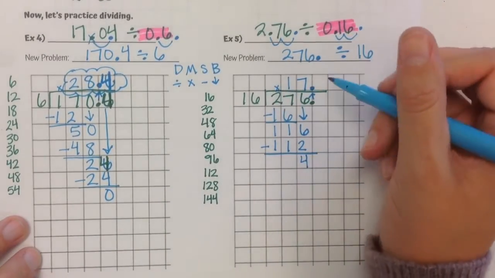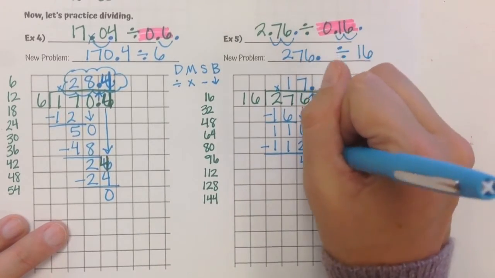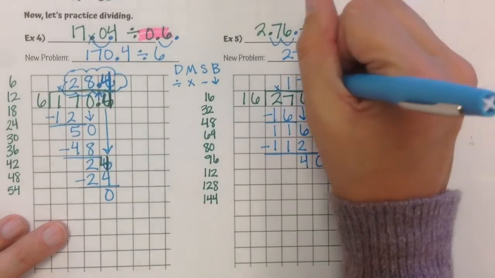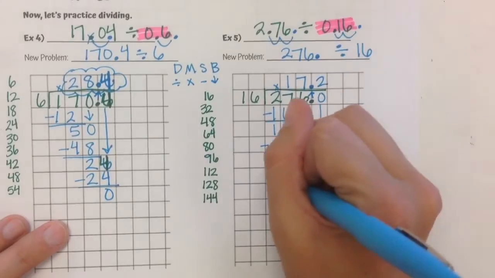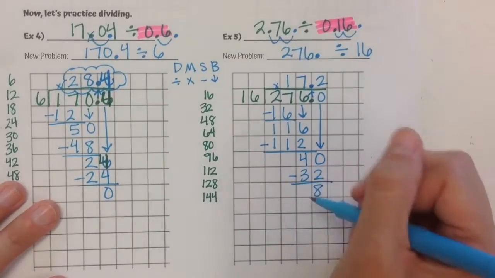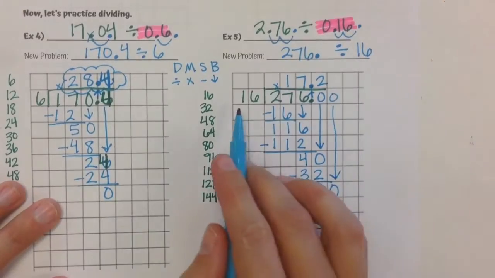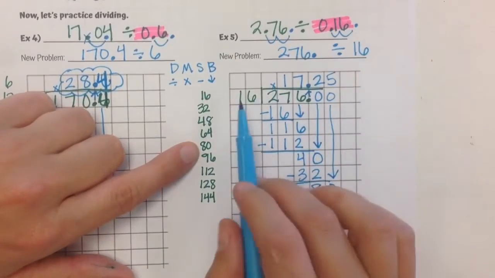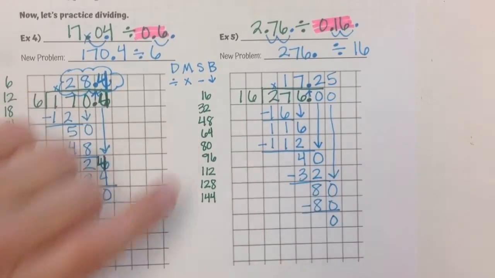I have a remainder. I don't have anything to bring down. I already have a decimal, so I don't need to add it. I'm just going to add a 0 and bring down the 0. 16 goes into 40 two times. Multiply. 16 times 2 is 32. Subtract. 40 minus 32 is 8. We still have a remainder. I need to add a 0 so I can bring something down. 16 goes into 80 exactly 5 times. So 16 times 5 is 80. 80 minus 80 is 0.